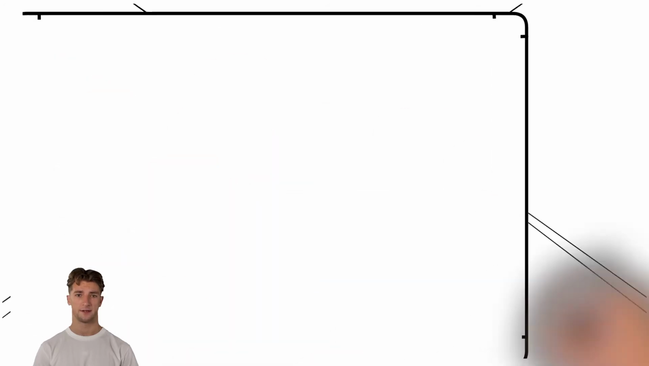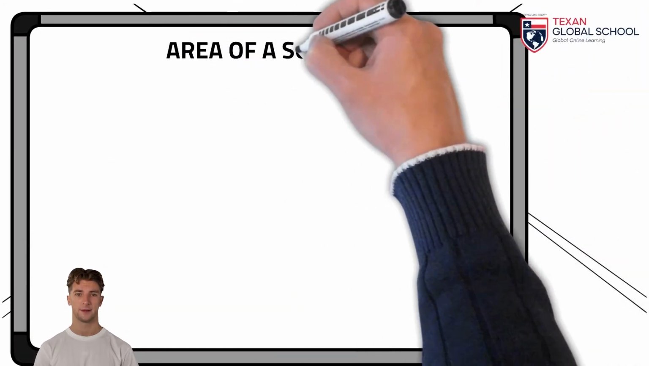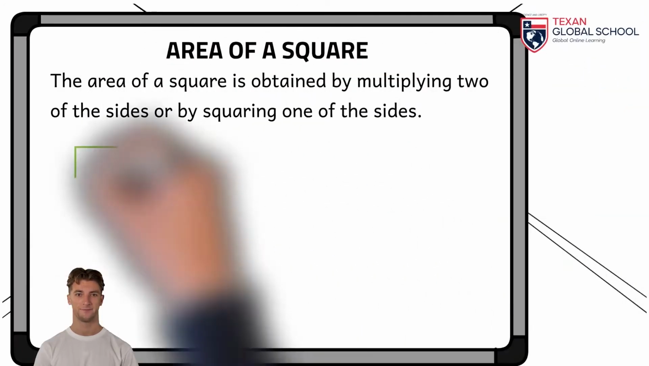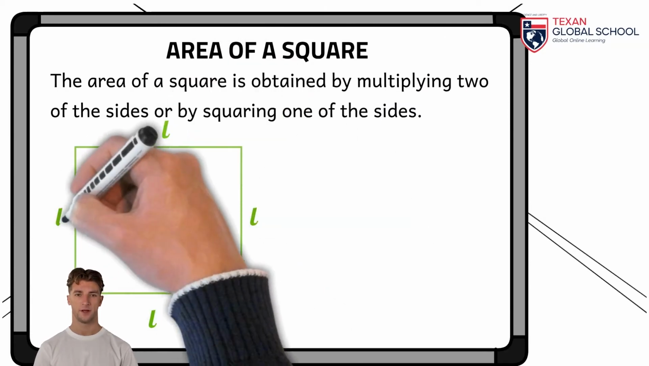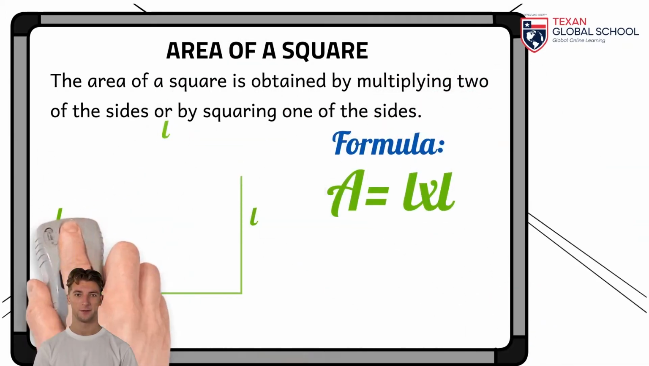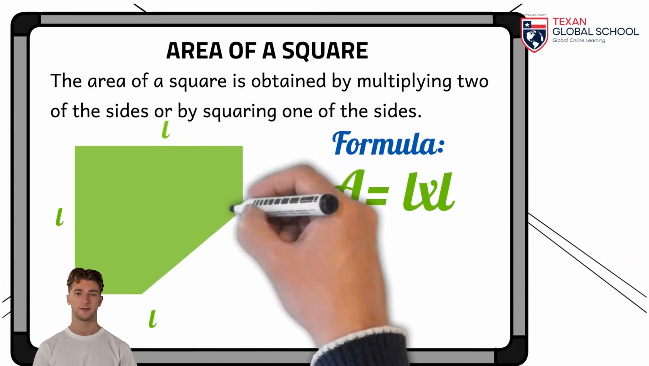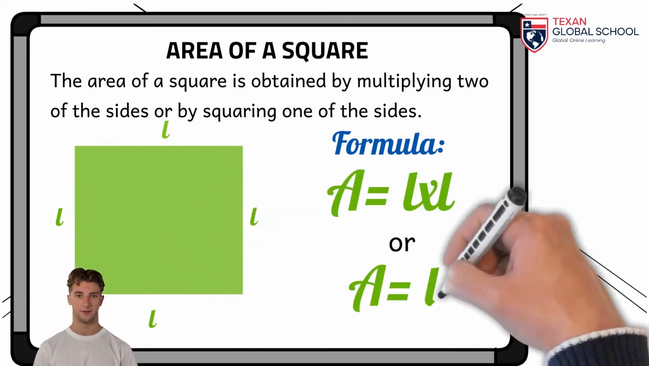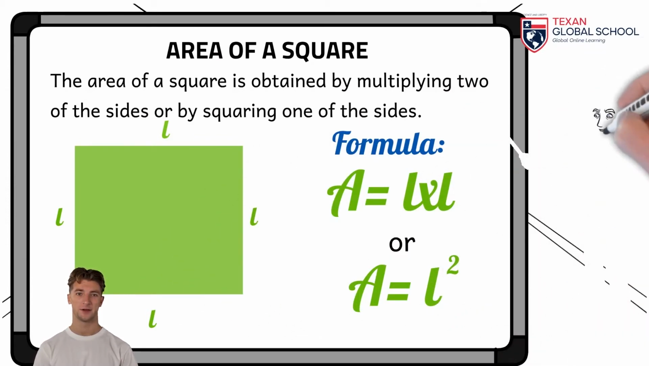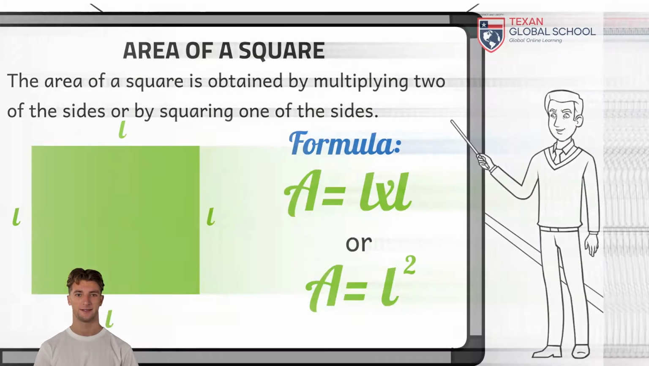On the other hand, the area of a square is obtained by multiplying 2 of the sides. That is, we take the length of one of its sides and multiply it by the length of another of its sides, thus obtaining the surface of the square. Another way to get the area is to square one of the sides.